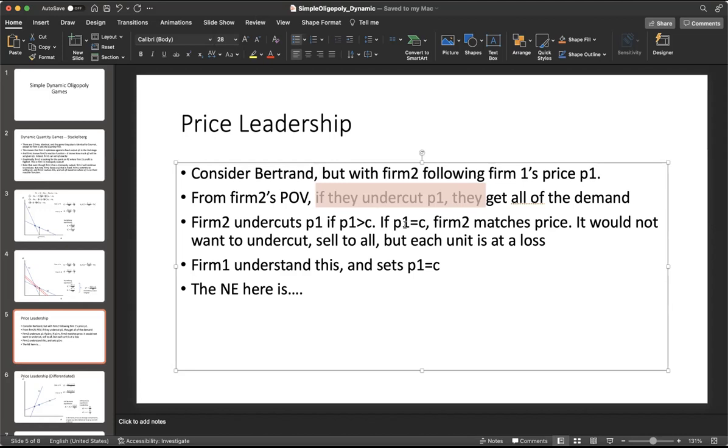Okay, so the Nash equilibrium here is the same as the usual Nash equilibrium. In fact, it is probably quicker, because firm 1, as the leader, will realize immediately that firm 2 will simply undercut. And it knows that with certainty. And if that happens, then all of the demand at that price will go to firm 2. So firm 1, as the leader, will immediately set the price equal to marginal cost. So the Nash equilibrium here is the same as the one before.